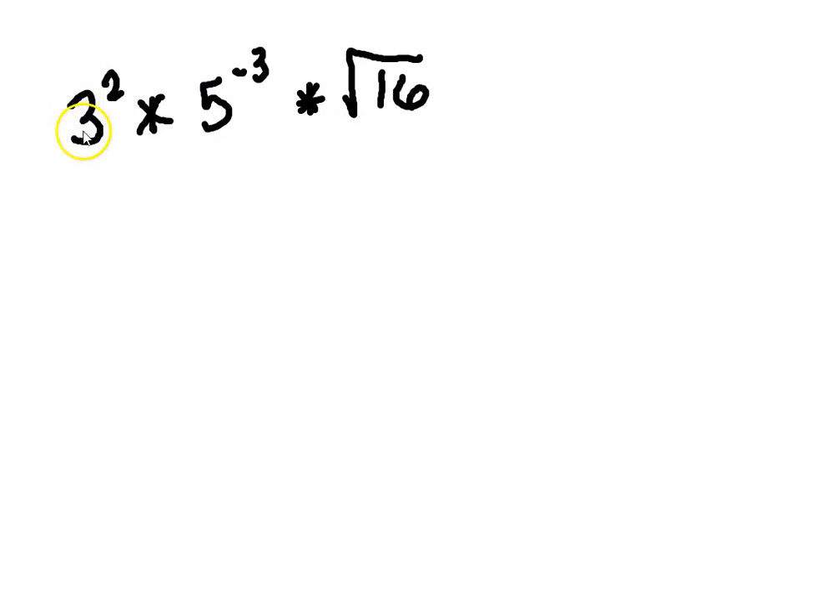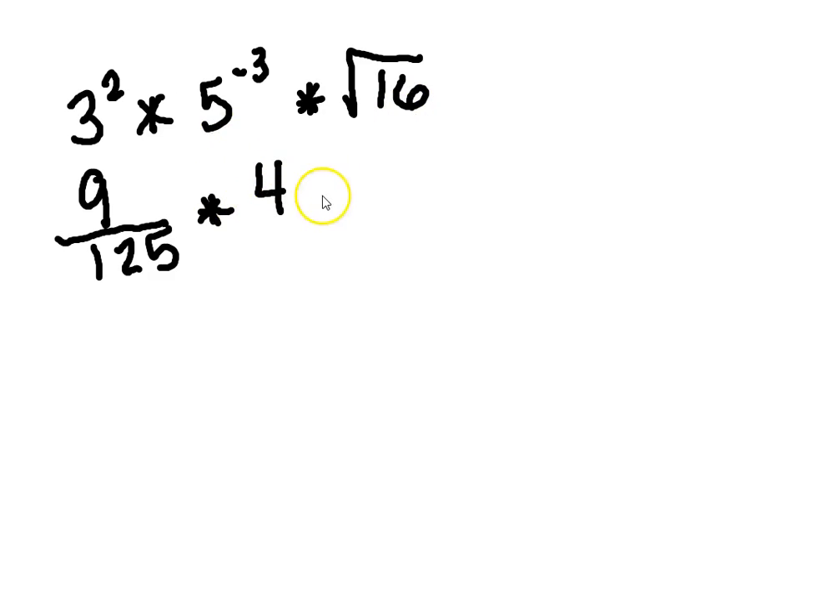So here I'm going to rewrite this. Okay, that's going to become a 9. And then times, but this is a negative exponent, so I'm going to do 25 times 5 is going to be 125, times square root of 16 is going to be 4. So I'm going to have 36 over 125. So that is an example with exponents.